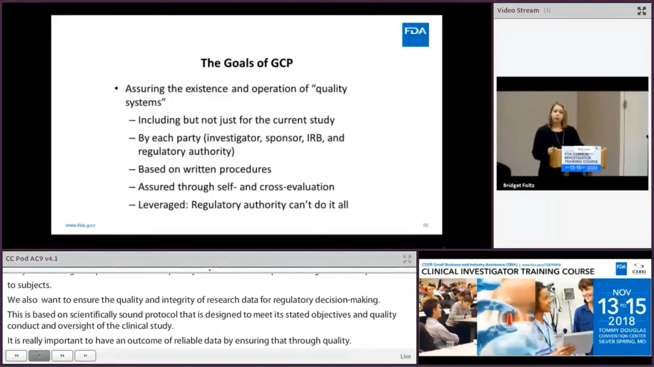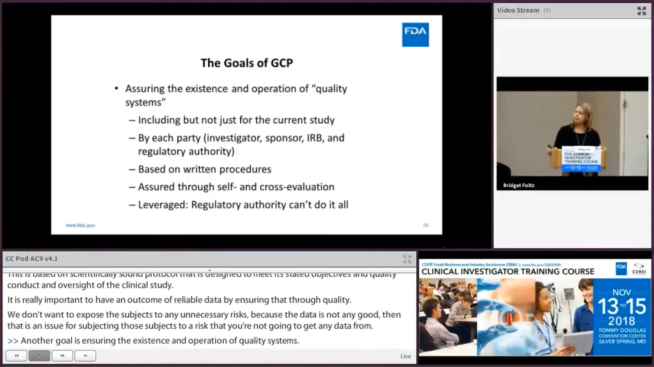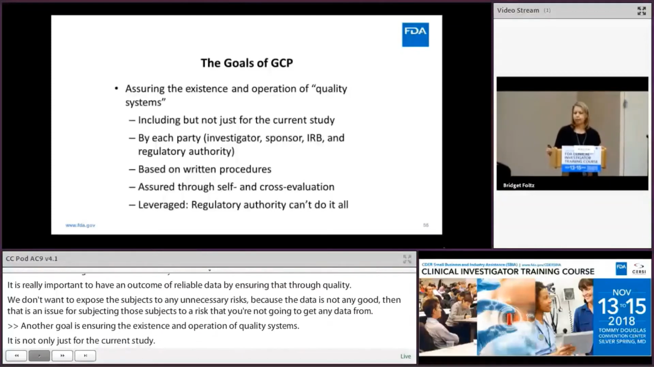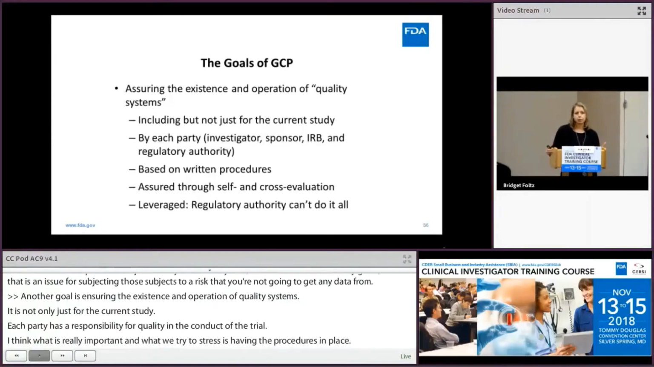Again, another goal is assuring the existence and operation of quality systems. It's not only just for the current study, and each party has a responsibility for quality in the conduct of a trial. So I think what's really important and what we try to stress is having written procedures in place. Written procedures in order for the study to be followed consistently throughout the conduct of the trial, and then they're assured through self and cross-evaluation.